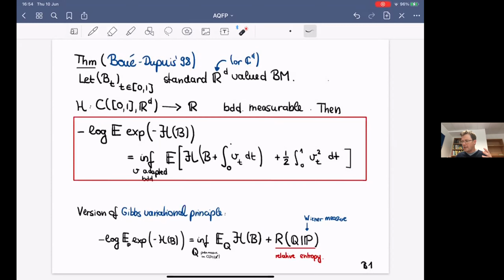You basically know that every measure that's equivalent to the law of a Brownian motion is just a shift of a Brownian motion. And that's what this formula essentially captures. So if you want to break it down, why this is useful is it allows us to use Gibbs variational principle, but we have a very, very explicit handle on which equivalent measures actually exist.